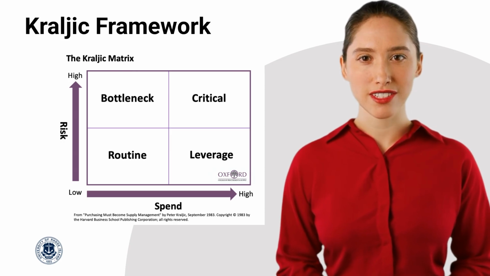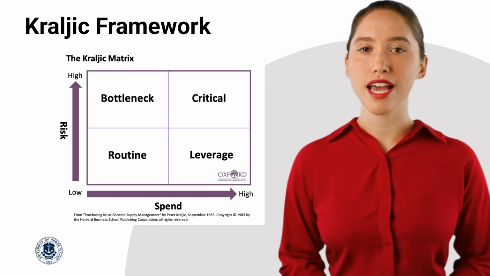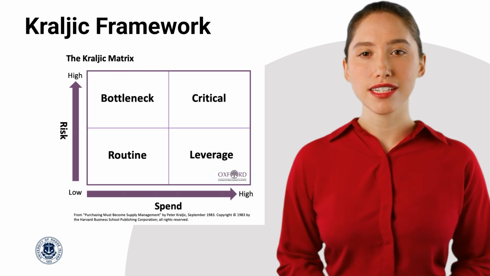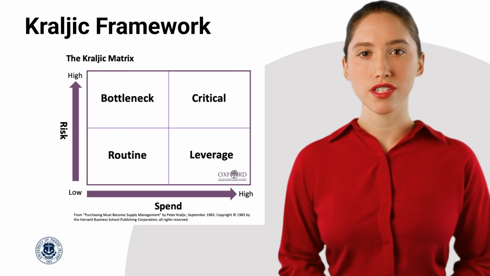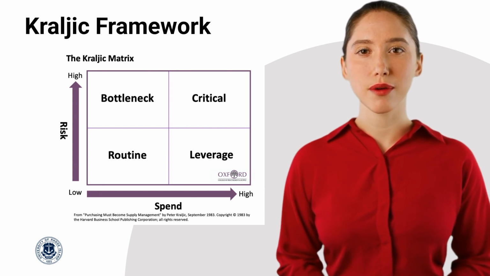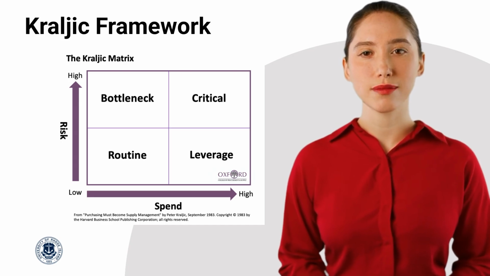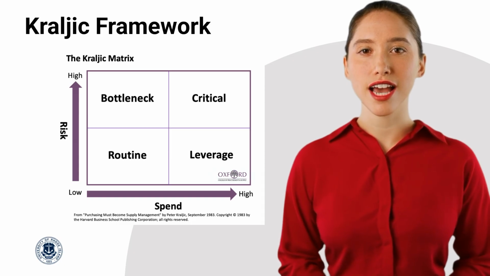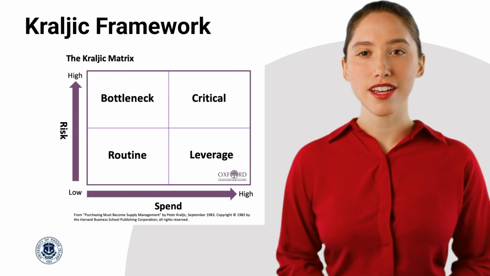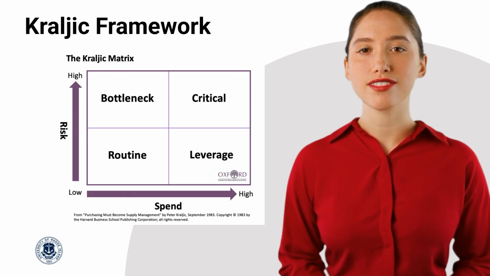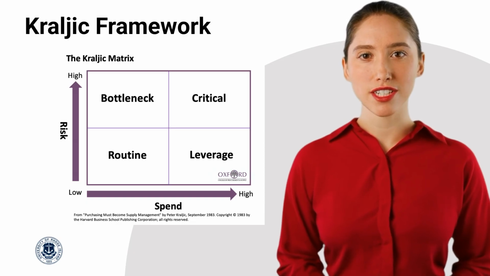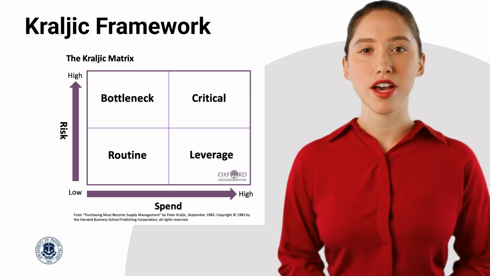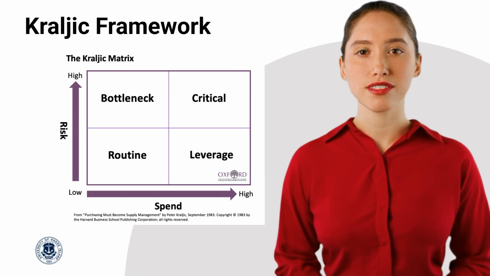Key quadrants and strategies include strategic items, high risk, high profit, which focuses on long-term partnerships, collaboration, and creating competitive advantage. Leverage items, low risk, high profit, which focuses on competitive bidding, exploiting buying power, and finding the best price. Bottleneck items, high risk, low profit, which focuses on ensuring volume, reducing risk, and managing supply continuity. And finally, non-critical items, low risk, low profit, which focuses on simplifying processes, reducing administrative costs, and automation.